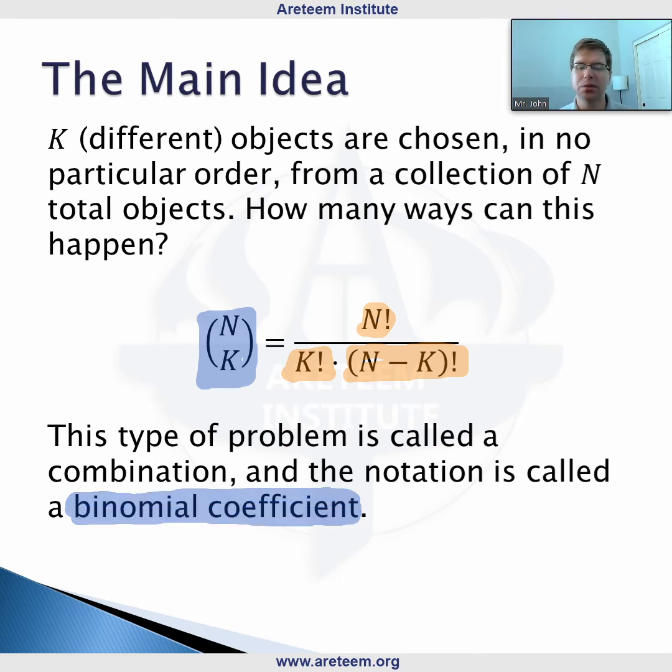This n choose k notation is what could be used for this type of problem with no order, which is often called a combination. So you will have permutations with order, combinations without order, and when we're doing these combination problems, you can quickly answer them using these binomial coefficients, n choose k type of notation.